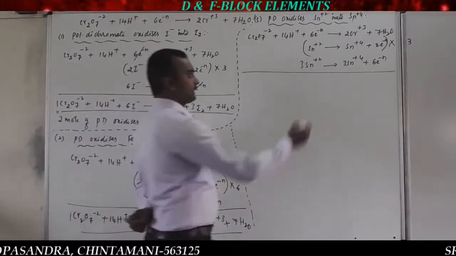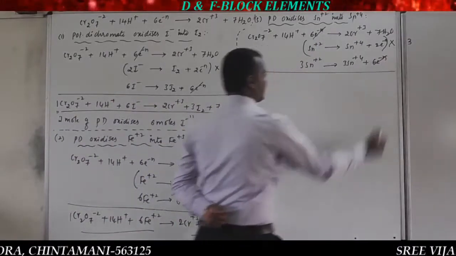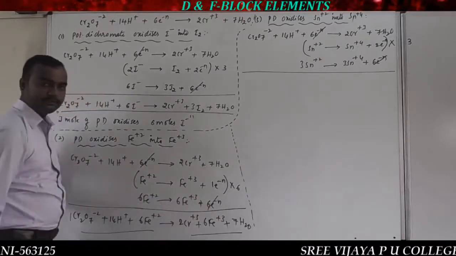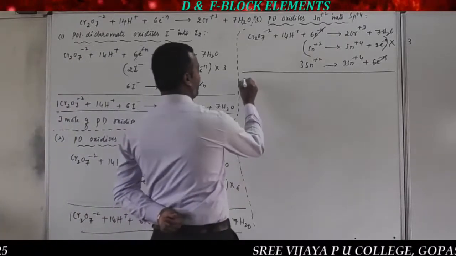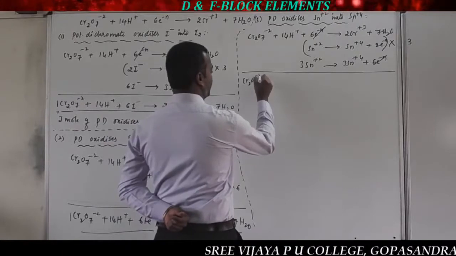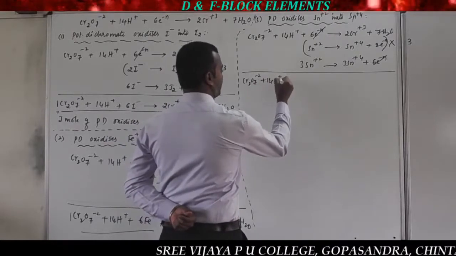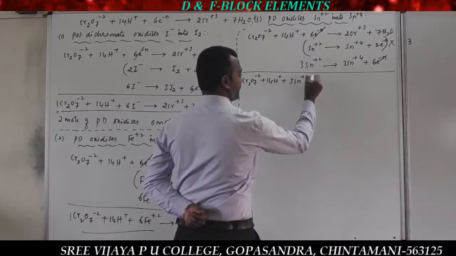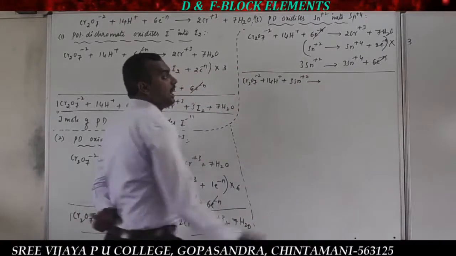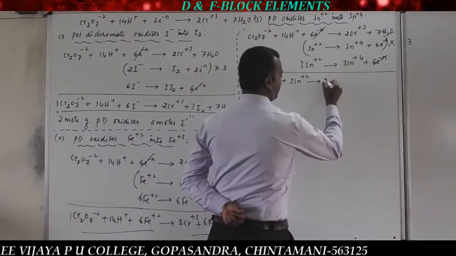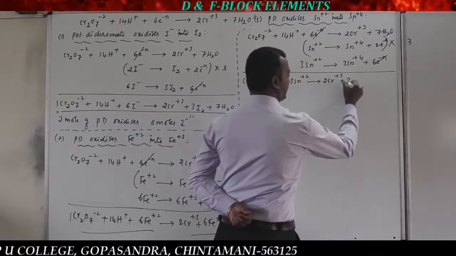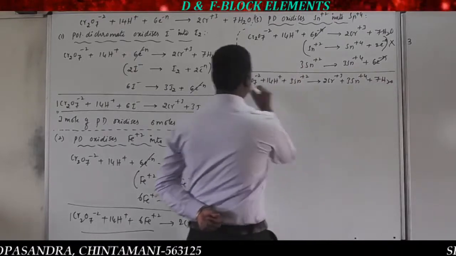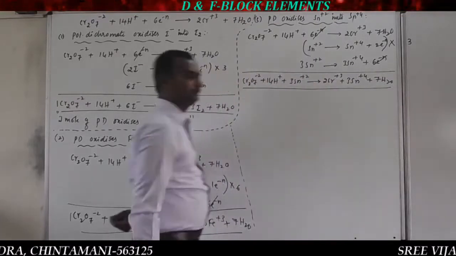So the 6 electrons get cancelled. Remaining is Cr2O7 2- plus 14H+ plus 6 electrons, along with 3 moles of stannous, and the products are 2Cr3+ plus 3Sn+4 plus 7H2O. That is the balanced redox reaction.